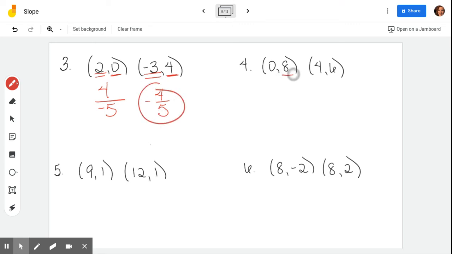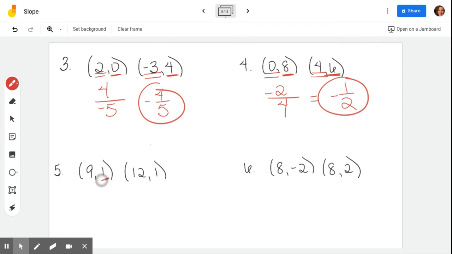Number 4, to get from 8 to 6, it takes 2 moves backwards. That's -2. To get from 0 to 4, that's 4 moves. I can reduce that and rename it -1/2. Let's do a couple more. And just to warn you now, these are weird ones.